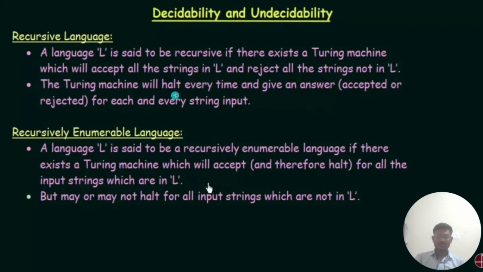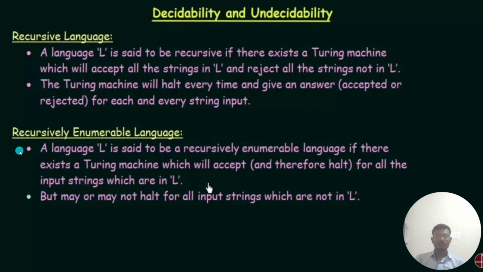So what does it mean? It means that if you pass a string to this language and the string is present in the language, then it accepts the string. If the string is not present in this language, then it rejects the string. But in both cases, the Turing machine will halt.